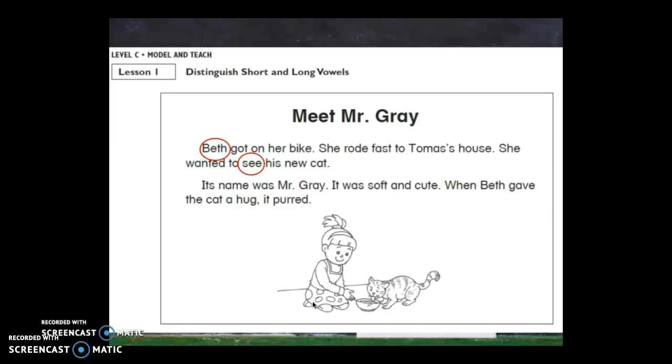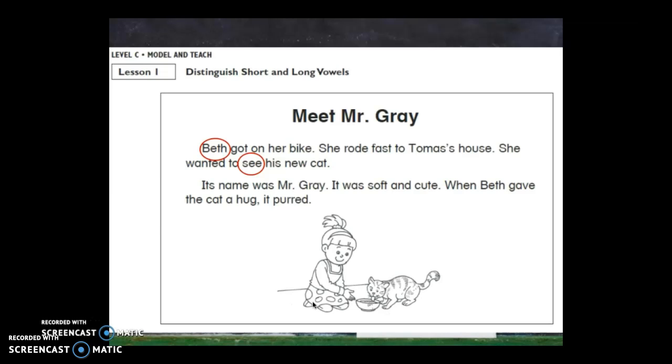I want you to point to and say each circled word. So on your copy of the sheet, I would like you to either circle or highlight these 2 words. The vowel E in the word Beth makes the short E sound. Say that sound with me. Now I want you to read the word. Beth. Great job.